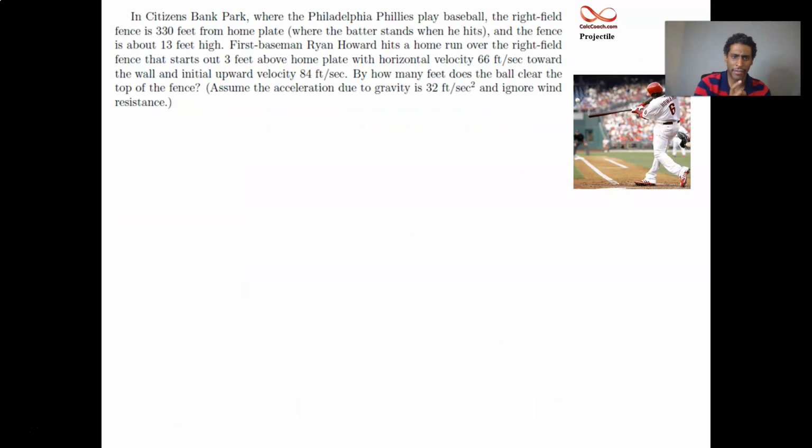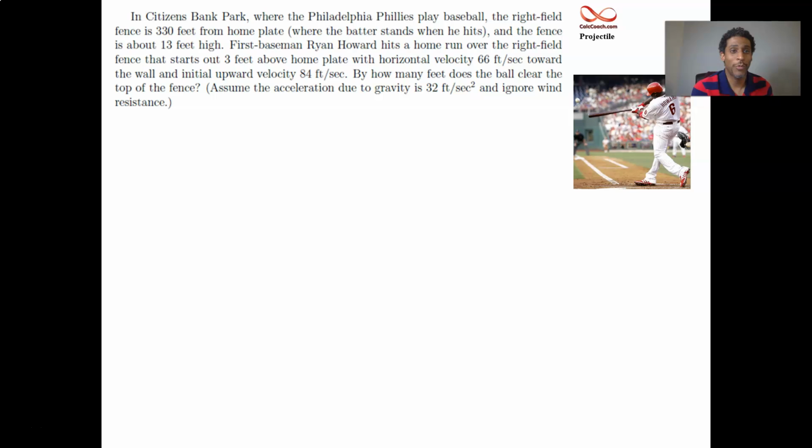All right, one more question. We have a classic question again, the baseball problem, where this time we don't have the same kind of given information that we're used to. Citizens Bank Park is where the Philadelphia Phillies play, and there's a fence that's 330 feet away from home plate, and the batter's going to stand there. That fence is 13 feet high. The batter's going to stand there and hit the ball 3 feet off the ground. Ryan Howard happens to be the batter. This is an older example. He's nice and retired now, but had quite a run with the Phillies. Won a World Series.